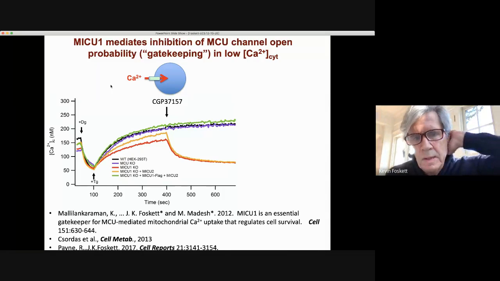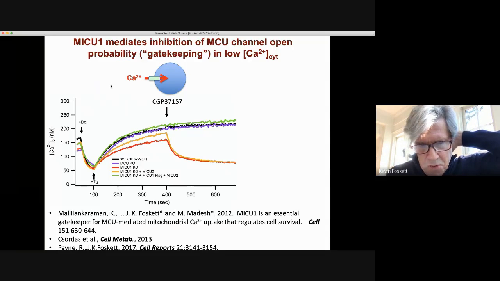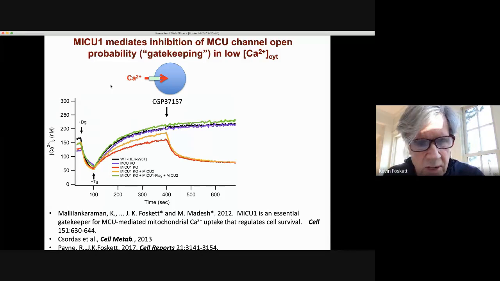And so we discovered this with Madesh Muniswamy around the same time that Chodash and Hajnashki did it. The data I'm showing is some recent data that Riley Payne in my lab did. We called this MICU1 inhibition of calcium uptake in the low calcium regime. We called it gatekeeping. And gatekeeping means that the open probability, with no real mechanistic insight, the open probability of MCU is very low. And in fact, we're carrying these out for a really long time. I would say it's very low, if not zero.